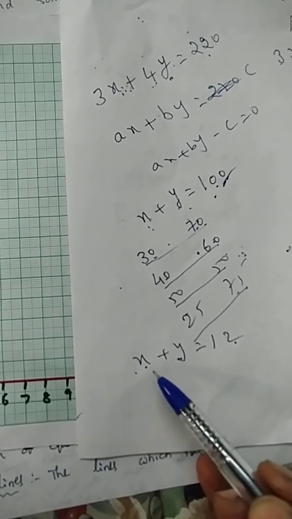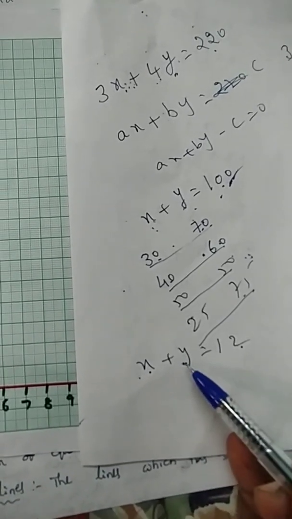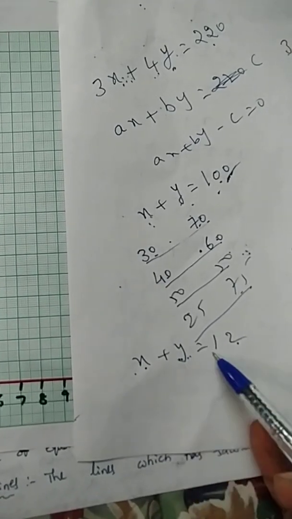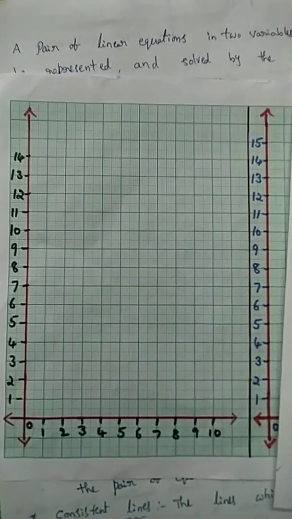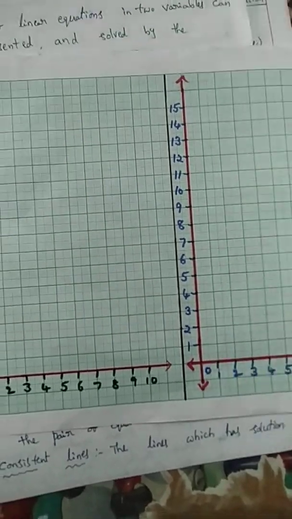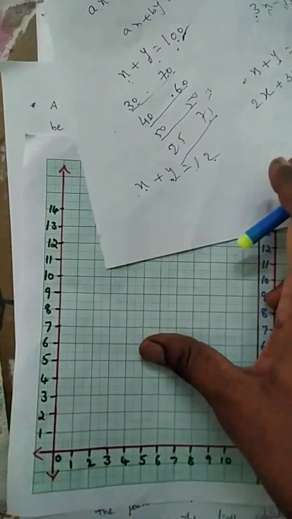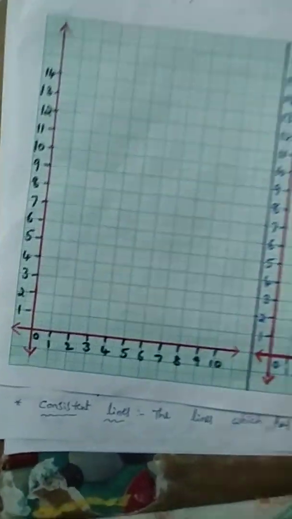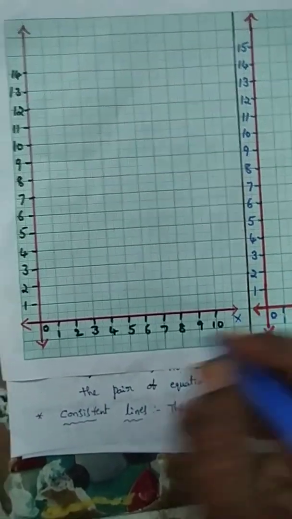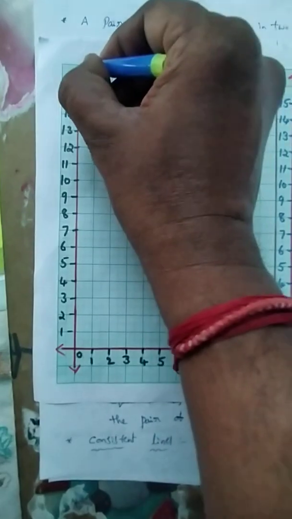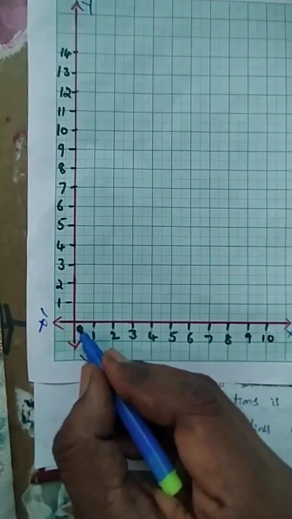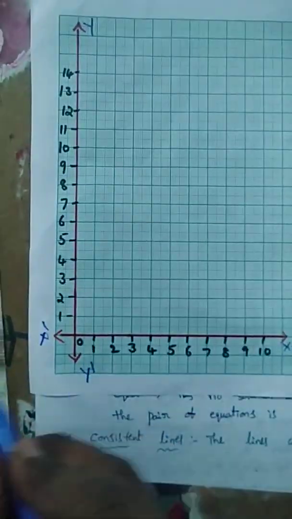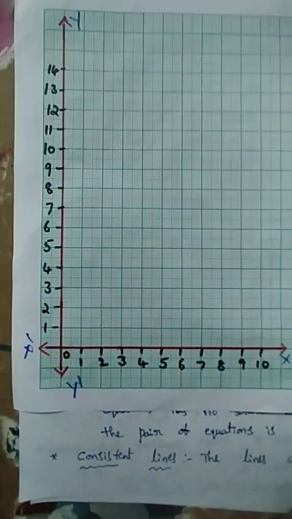The graphical representation of a linear equation is a straight line. How can we represent this equation x plus y is equal to 12 on the graph paper? This is the x axis and this is the y axis, with x dash and y dash, and the origin 0. We need only the positive values here, no need of the negative. x plus y is equal to 12 is the equation.